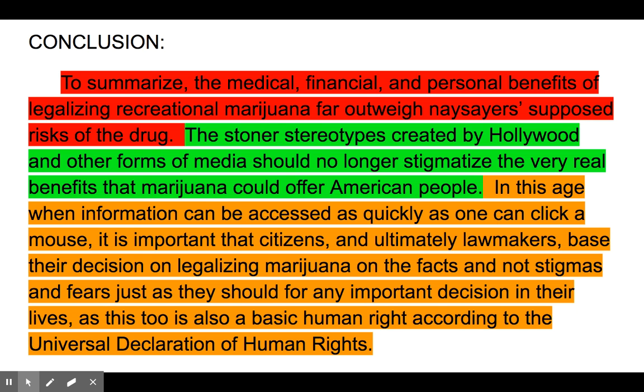And then finally, I have my clincher at the end, all right? I'm calling them to action. I'm trying to convince them to go out and do something as a result of being educated by my research. In this age when information can be accessed as quickly as one click of a mouse, it is important that citizens and ultimately lawmakers base their decision on legalization on the facts and not stigmas and fears, just as they should with any important decision in their lives. As this too is also a basic human right according to the UDHR.